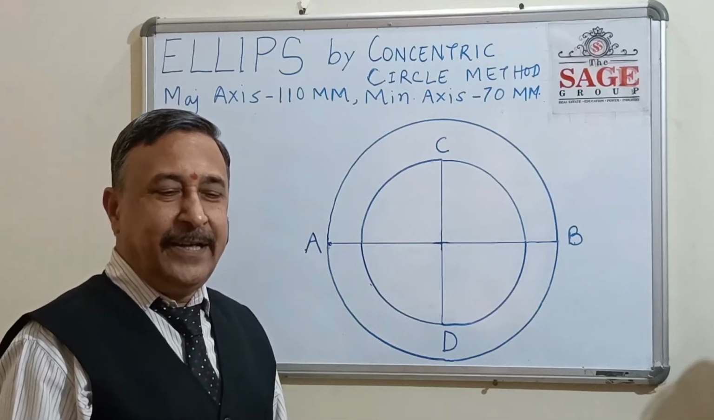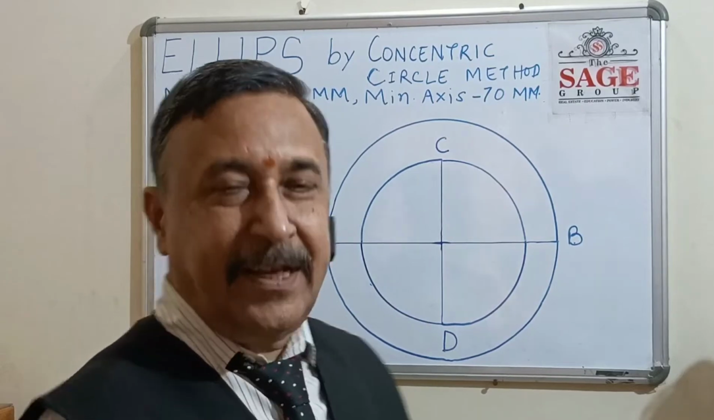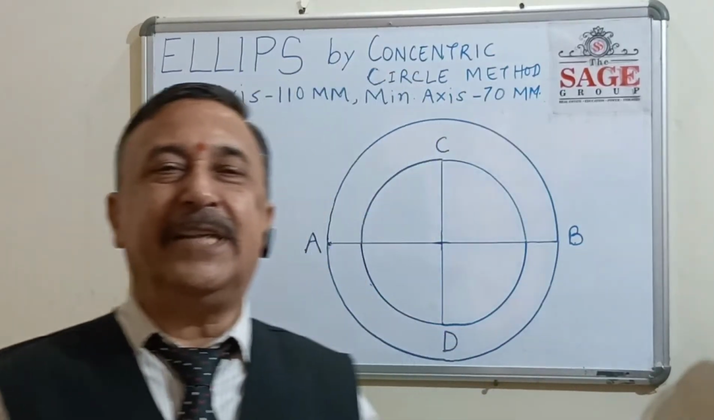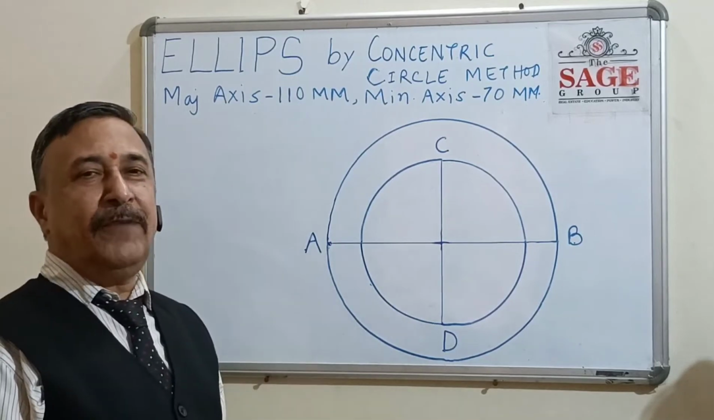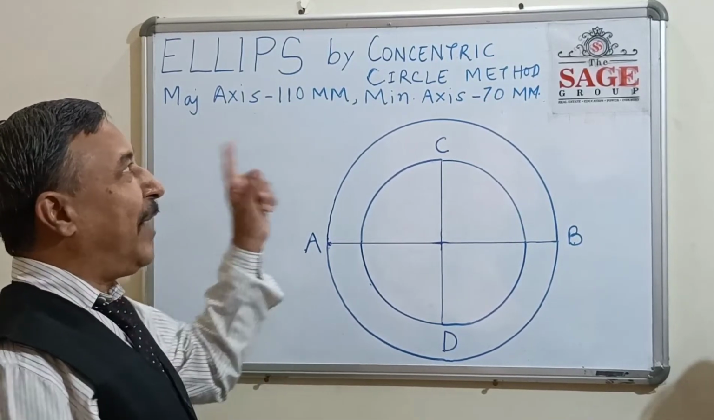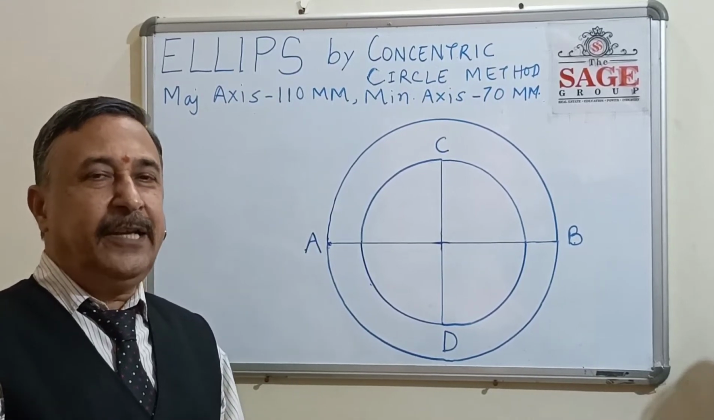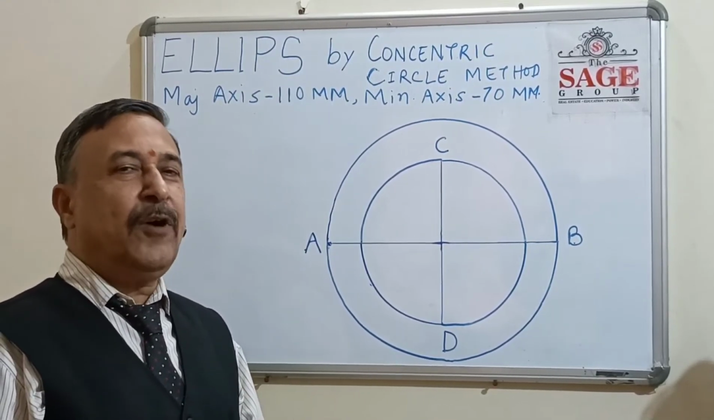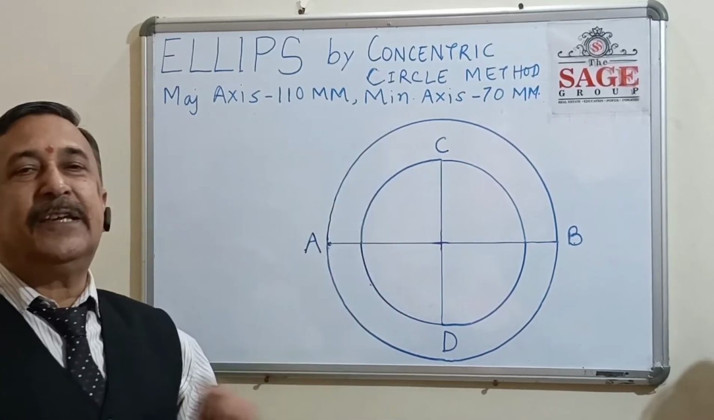So good morning and welcome to the next lecture of engineering curves, that is ellipse. So one more problem of ellipse, that is ellipse by concentric circle method. This is another method, and this method is also applied when the major and minor axes are given.